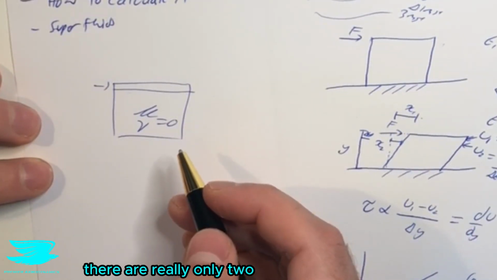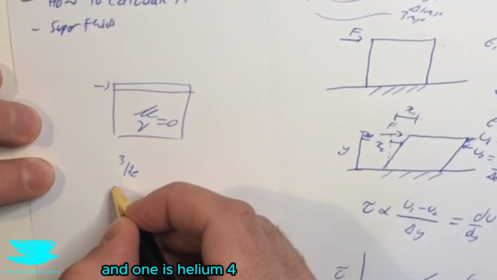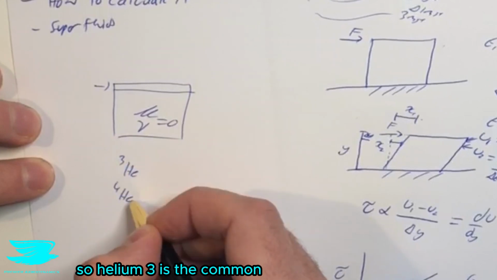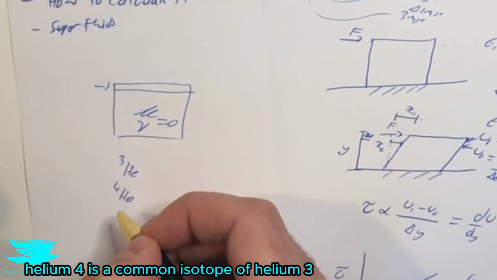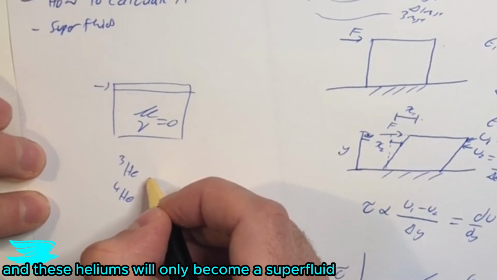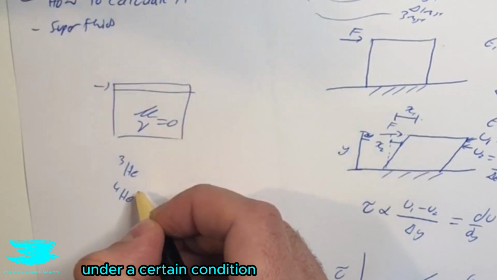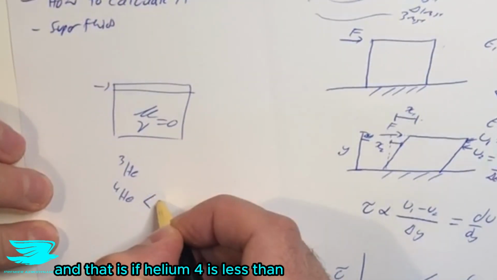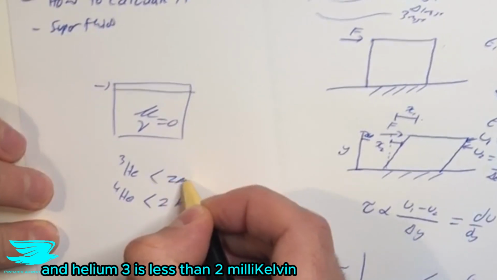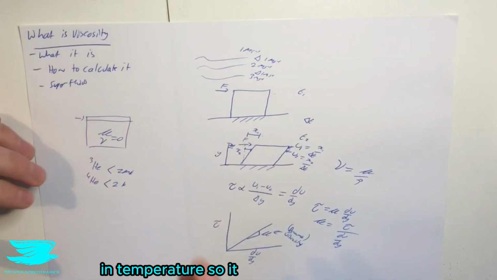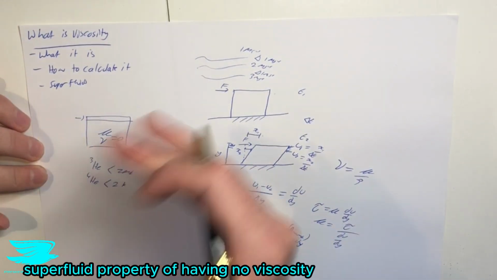There are really only two main superfluids that we know of. One is helium-3 and one is helium-4. Helium-3 is the common helium that we are used to. Helium-4 is a common isotope of helium-3. And these heliums will only become a superfluid under a certain condition, and that is if helium-4 is less than 2 Kelvin in temperature and helium-3 is less than 2 millikelvin in temperature. So in other words, it has to be super cold to then elicit this superfluid property of having no viscosity.